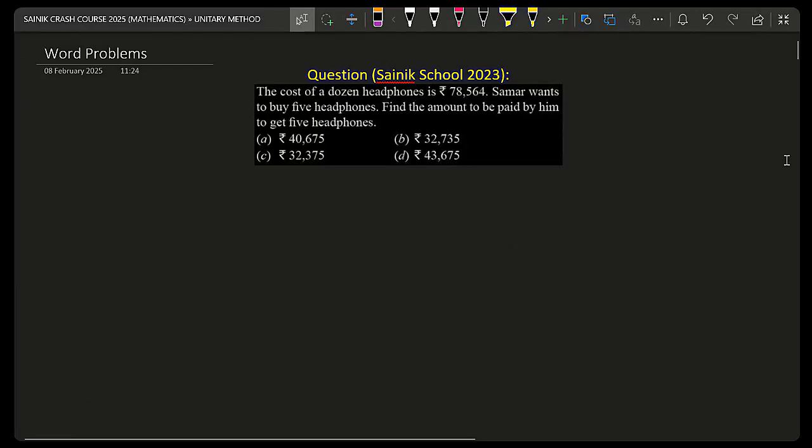The cost of a dozen headphones is 78,564 rupees. Summer wants to buy 5 headphones. Find the amount to be paid by him to get 5 headphones. So we'll try to solve all the possible methods for the first question. Then onwards, we will be using only the shortcut. You can tell me as many methods as you know. So dozen means we know 12 articles. 12 articles is paying that much, and 5 articles how much? Who will say the answer?